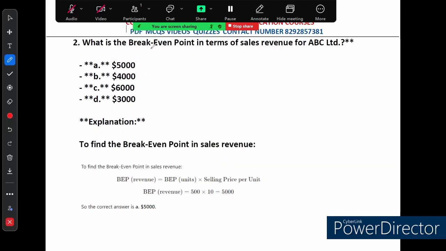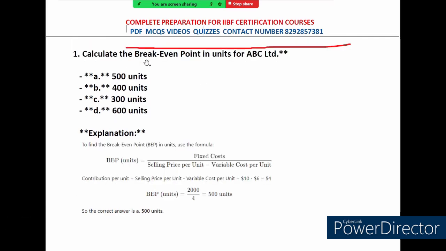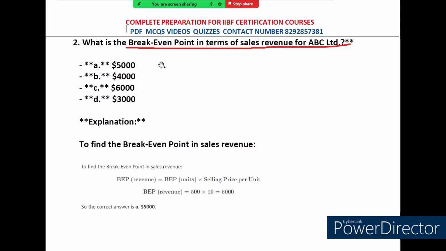Now suppose the next question is, what is the break even point in terms of sales revenue for ABC Limited? Try to understand. Earlier it was asking break even point in units, and we got the answer 500 units. But now the question is in terms of sales revenue. Very good question.